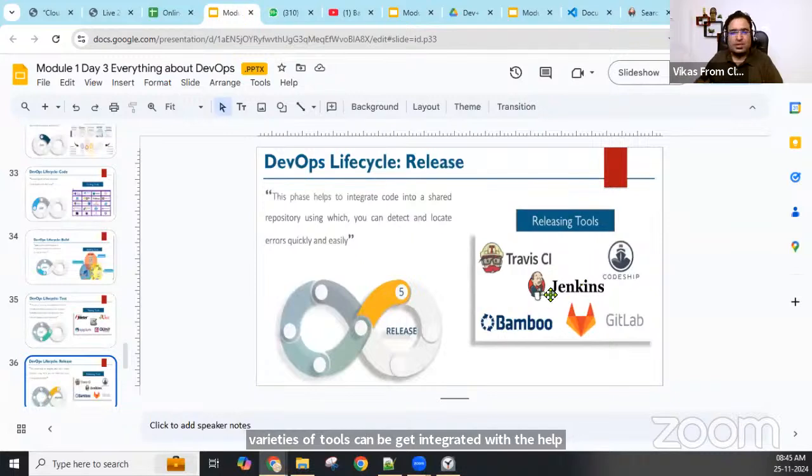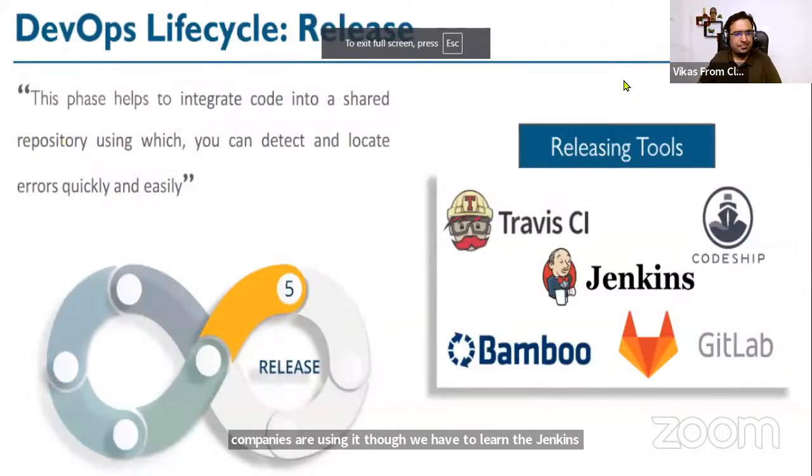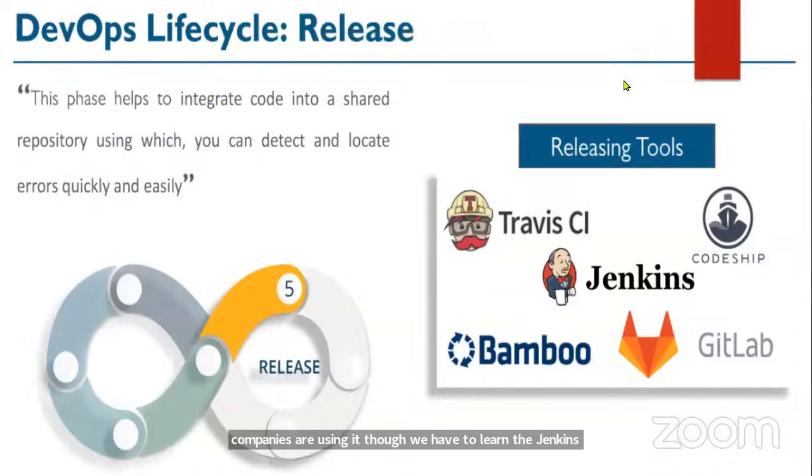So most of the companies are using it. Jenkins is the most popular release or CI tool. Around 80 or 85% of companies are using it. So we have to learn Jenkins. Agree? All good till now? Yes, good, sir.